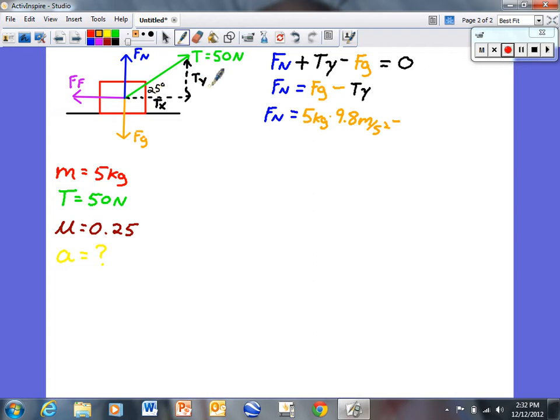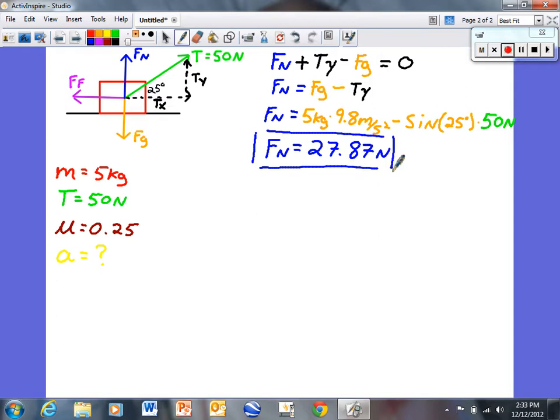So that means we're going to be using the sine in order to find that. So that's why we're going to write down the sine of our angle, which is 25 degrees. And I have to multiply that by the actual tension force, the hypotenuse of that triangle, which is 50 newtons. Once I do all of that, I can plug it into my calculator, and I find that the normal force is 27.87 newtons.